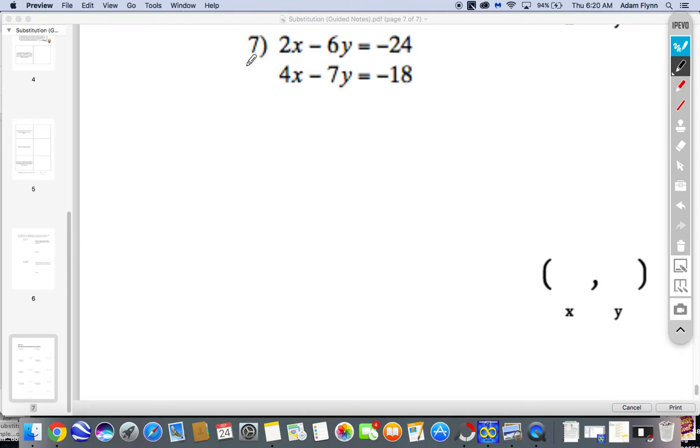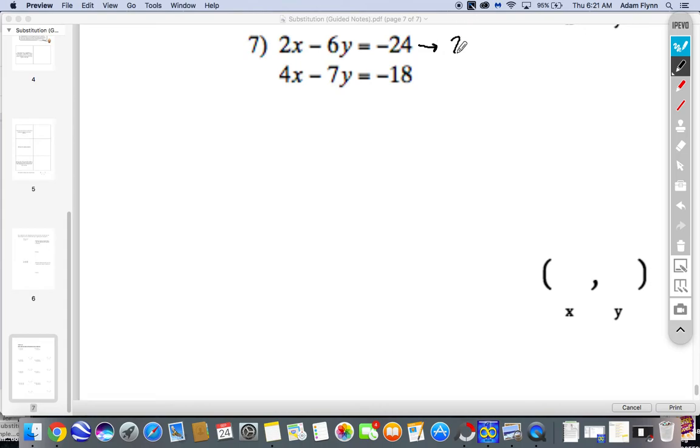I suggest trying to find an equation where one coefficient goes into the other two coefficients. So if I take a look at this bottom equation, for example, 4 does not go into negative 7, and 4 does not go into negative 18. Therefore, if I try to isolate this x, I will definitely be dealing with fractions. If I take a look at this top equation, 6 doesn't go into 2, so that will leave me with a fraction. But 2 goes into negative 6, and 2 goes into negative 24. So if I try to get this x by itself, I will not be dealing with a fraction. So that seems like my best candidate.